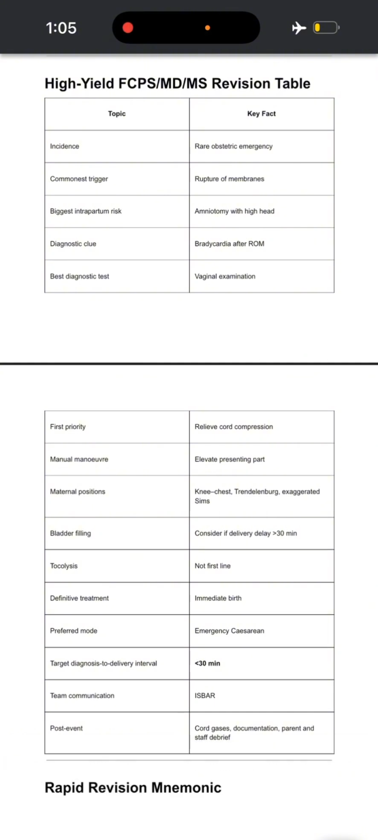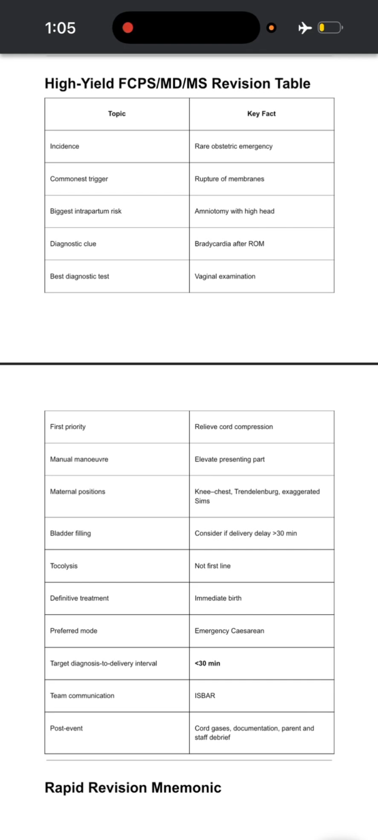So, regarding the incidence, umbilical cord prolapse is a rare obstetrical emergency. The commonest trigger is rupture of membranes, and the biggest intrapartum risk is amniotomy with a high head. Diagnostic clues include bradycardia after rupture of membranes. The best diagnostic test is a vaginal examination.